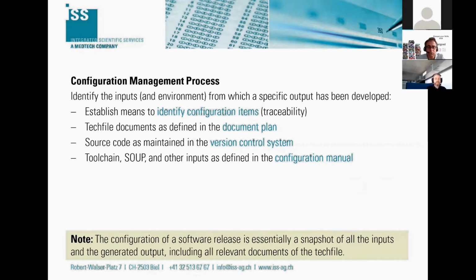So configuration management process, simply put, makes sure that we know which inputs led to the output, namely the finished software. So if you do configuration management, essentially for a software release, we basically make a snapshot of all the source code, all the environment, all the documents, all the requirements, and all the things that were used to implement the software, including all the required tech file documents. Yeah, I think that's enough for that.